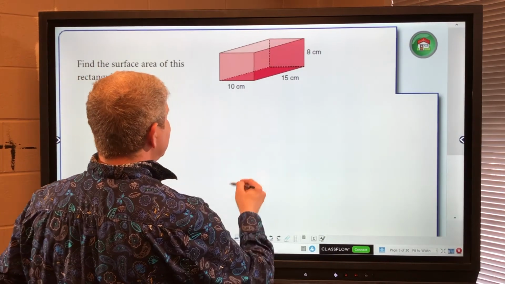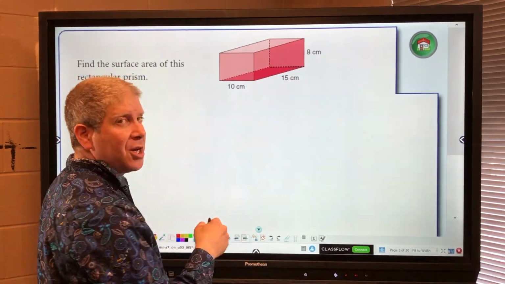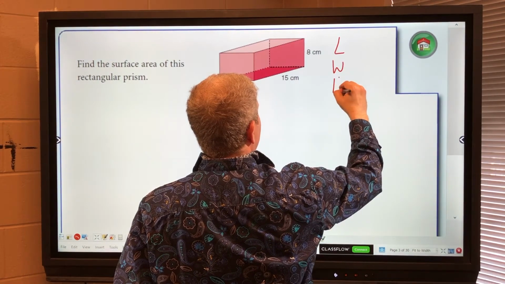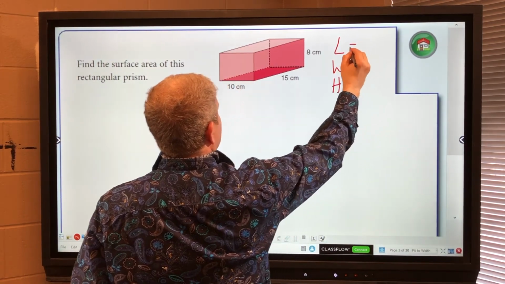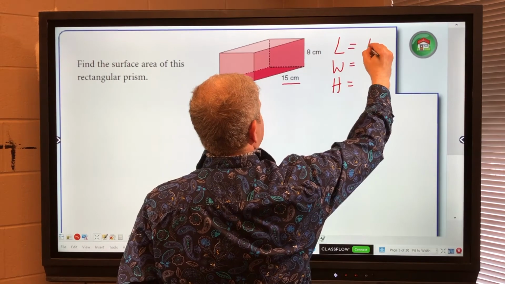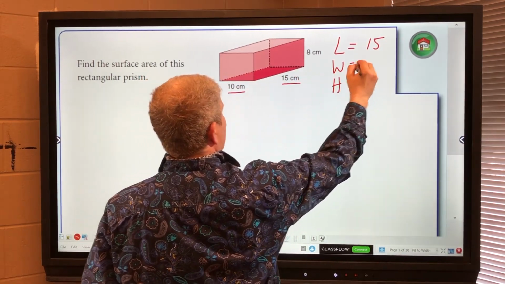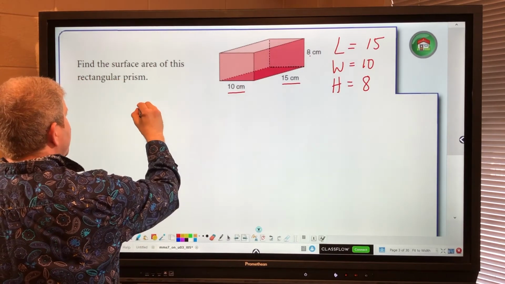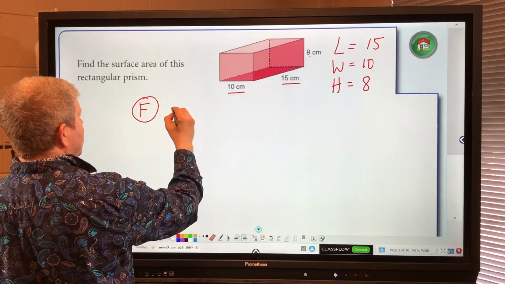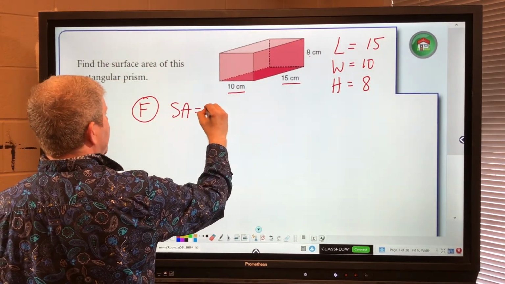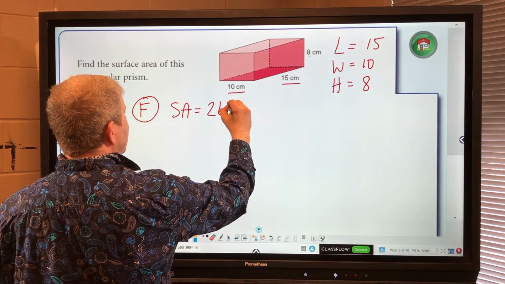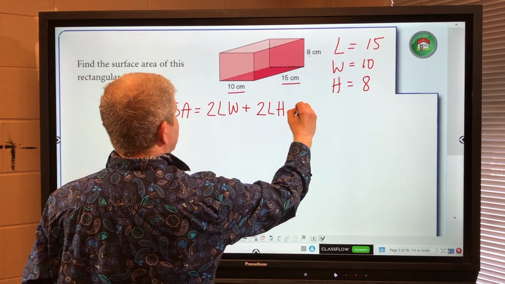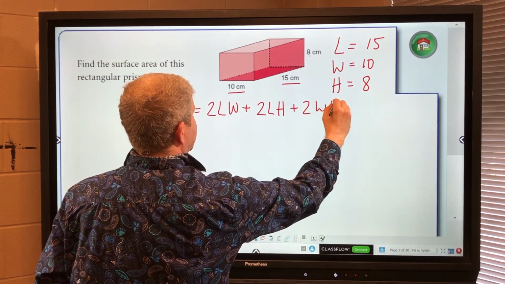So here's that same example, but this time we have measurements. So the first thing we're going to do is identify our length, our width, and our height. Well, our length is going to be 15 centimeters, our width is going to be 10, and that leaves 8 for our height. First thing we're going to do is start out with our formula. Surface area equals 2LW plus 2LH plus 2WH.